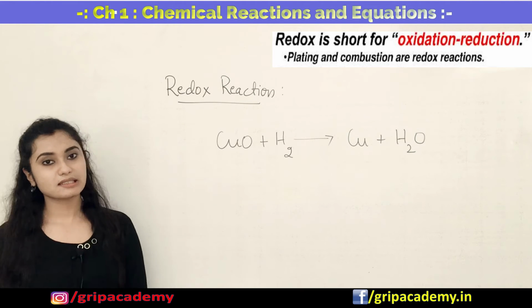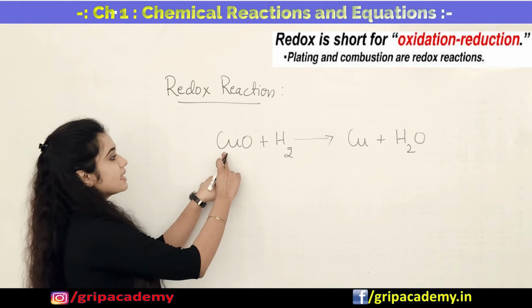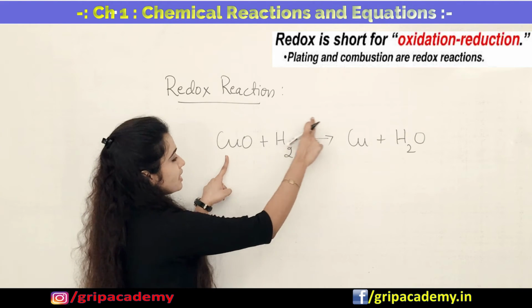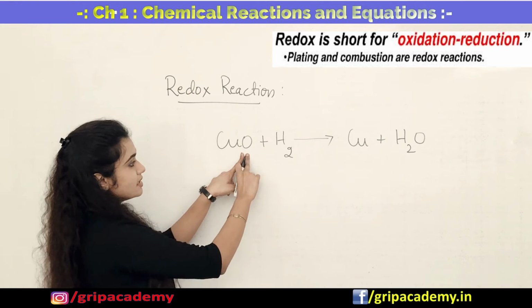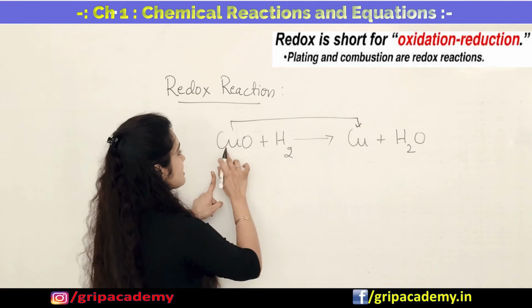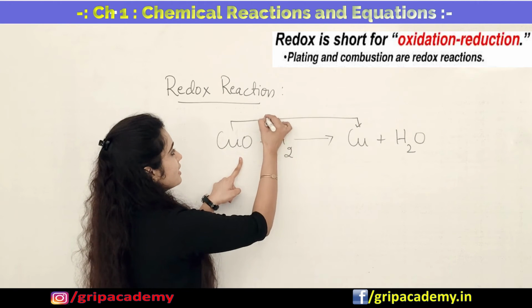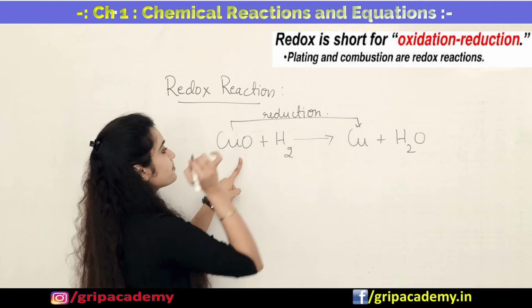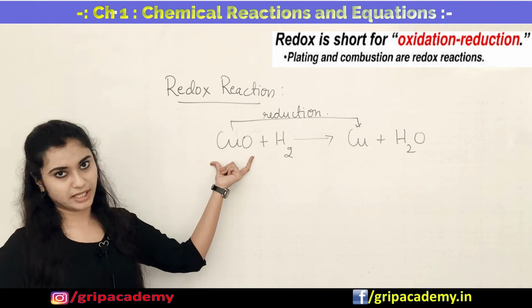So if you consider this example, you can see that CuO, copper oxide, is being reduced to copper. Here there is a removal of oxygen, right? So you can write that this copper oxide is being reduced. So this is a reduction reaction, correct? Because oxygen has been removed here.